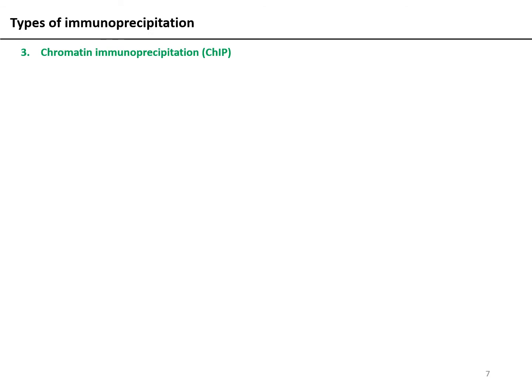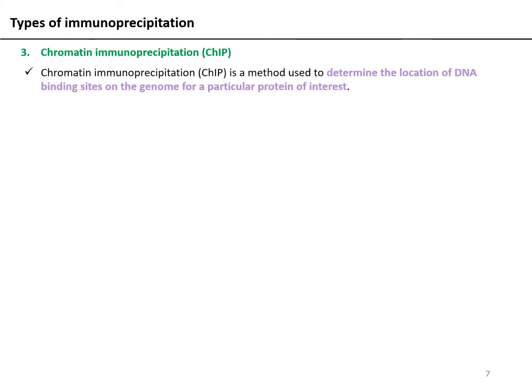So the third kind of immunoprecipitation experiment that we are going to talk about is chromatin immunoprecipitation, or ChIP. Chromatin immunoprecipitation, or ChIP, is a method that is used to determine the location of DNA binding sites on the genome for a particular protein of interest.